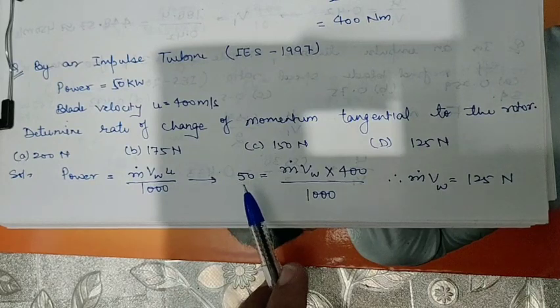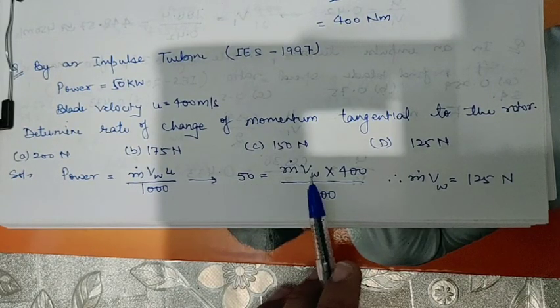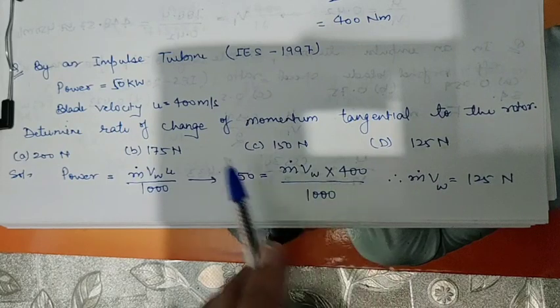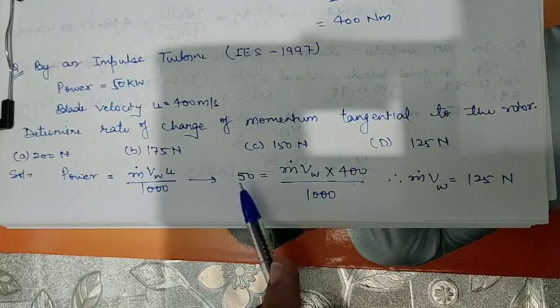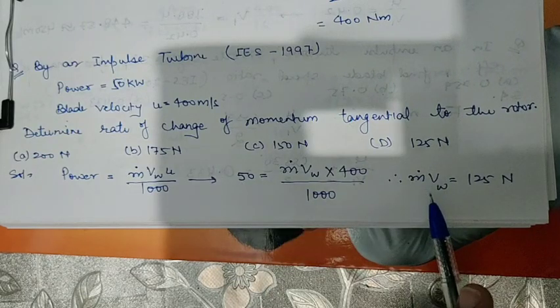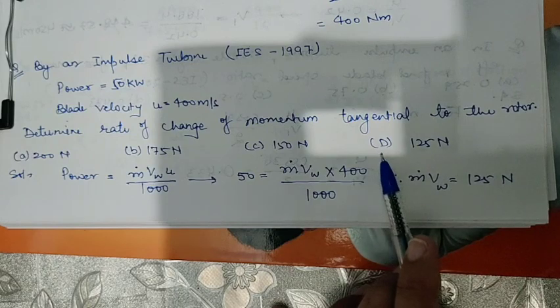So power is given to you as 50, m dot VW, this is the tangential momentum, into 400, the blade speed, divided by 1000. We have divided by 1000 because power is in kilowatt. So m dot VW is equal to 125 Newton. So this fourth option is correct.